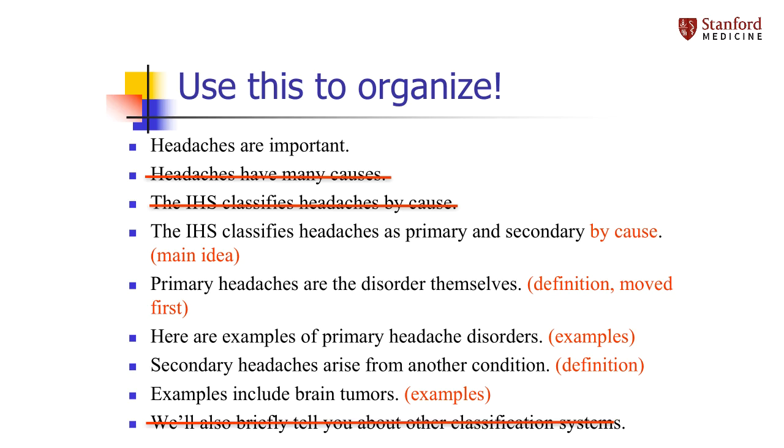Then we get, what are primary headache disorders? Well, notice that I moved this up. In the original, secondary headache disorders came before primary. I didn't like this because I wanted primary to come before secondary. It's just the natural order of things. So I moved this first. This is the definition of primary headaches. After the definition of primary headaches, we can get the examples of primary headaches. And then we get the definition of secondary headaches and the examples of secondary headaches. So it's a fairly simple structure that we've boiled it down to.